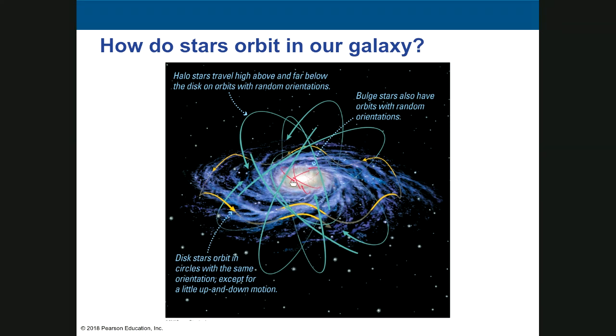In the disk, though, which sort of treats the center of mass not as a point but as the bulge itself, you get these carousel-like motions. Notice that it goes up and down and around. That's how stars travel in the disk. But outside the disk, whether you're in the bulge or in the halo, your orbits are fairly random.